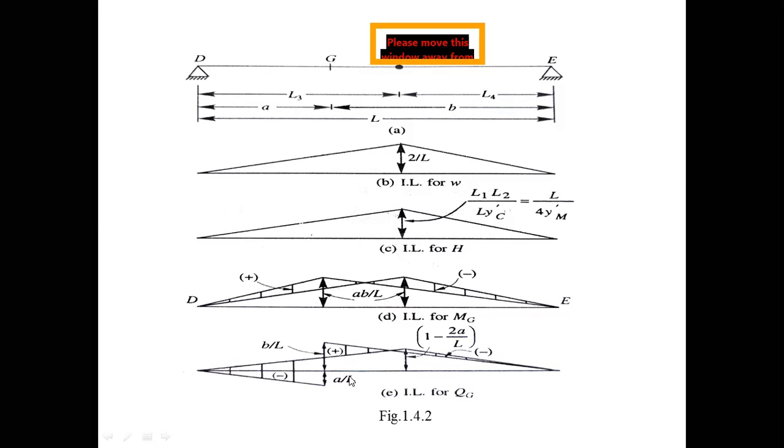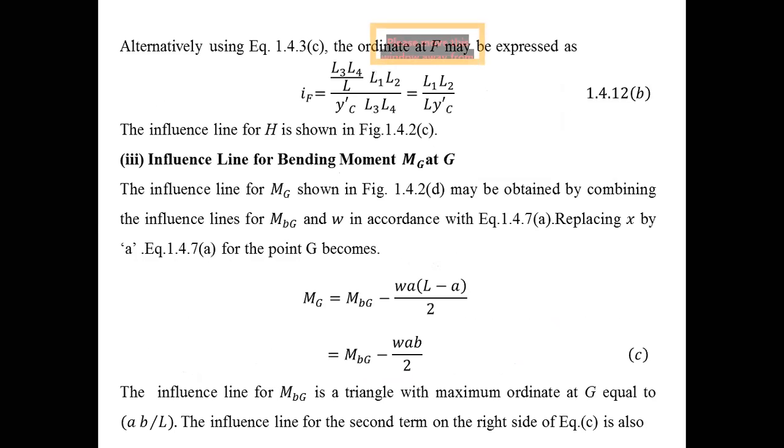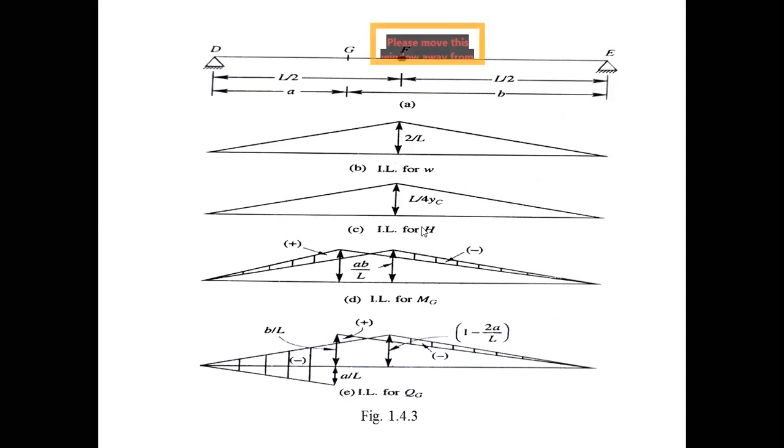But what do you understand? The F is eccentric, situated at a distance; the third hinge will be kept at a distance L3. If the third hinge is kept at L by 2, that means mid span, then the figures are like this. So what is the difference between the previous problem and this problem? The third hinge is kept at the mid span, L by 2.